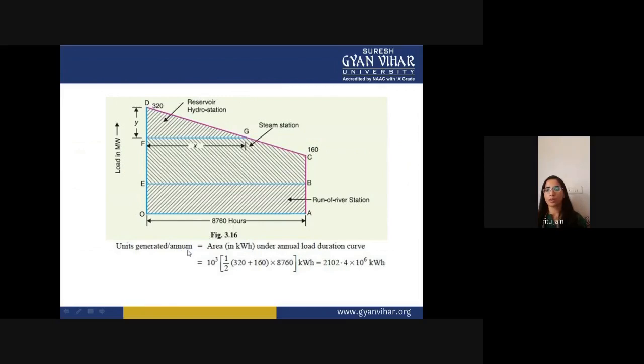Units generated per annum is the area in kilowatt hour under the annual load duration curve. So you have to calculate this area, and you can easily get the units generated per annum, which is equal to 2102.4 into 10 to the power 6 kilowatt hour. So this is the unit generated per annum.